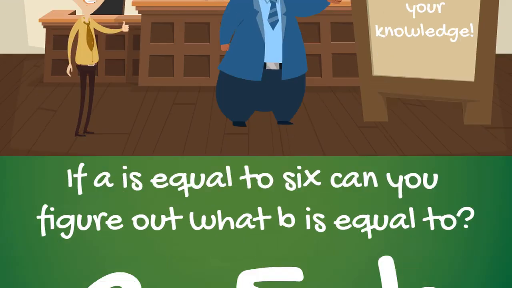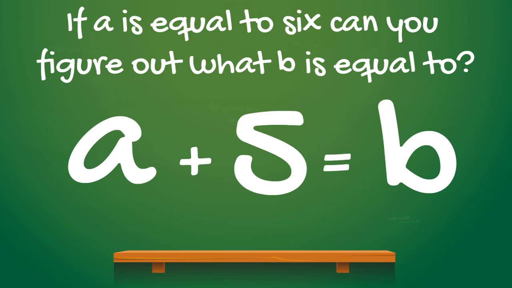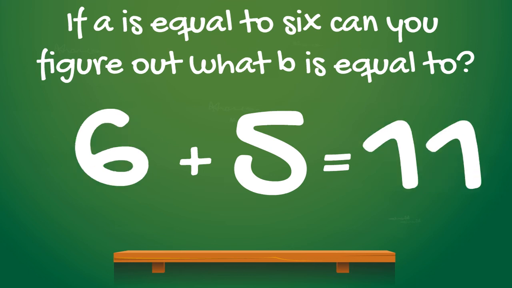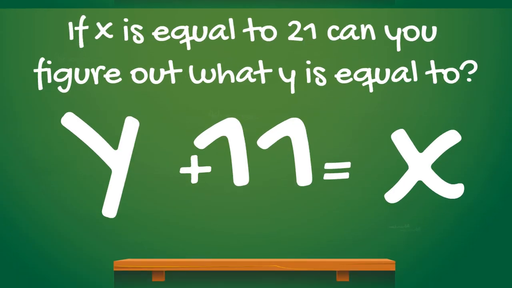Question 1. If a is equal to 6, can you figure out what b is equal to? Pause the video and write down an answer. Here's what you should have got. A is 6 plus 5 is equal to 11. Okay, that was the easy one.